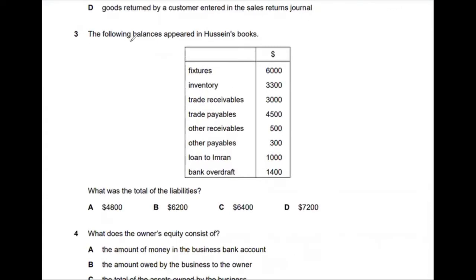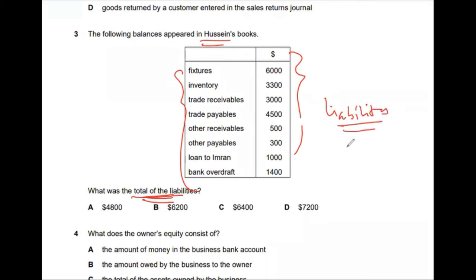Multiple choice 3. There's a trader whose books have these items here. What is the total of the liabilities? So you understand the total of liabilities, and that's all you need to calculate. It's a fairly simple question. It shouldn't take you more than a minute, so that will save you time in the exam. If you know what you are doing, it will surely save your time.